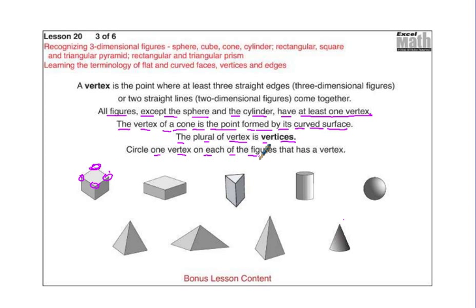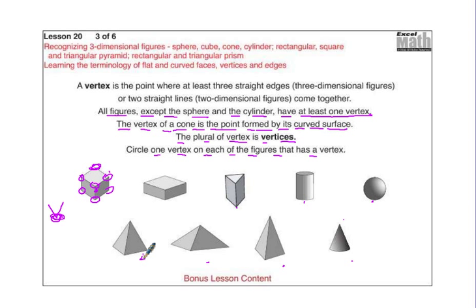Circle one vertex on each of the figures that has a vertex. So you can see I've already got it going on this first shape, the cube. And the way I remember vertex is that the letter V that starts the word has a vertex right there. So I can see 7 vertices on this, and there would be one more vertex back there in the back that I cannot see. I'd like you to pause the video, circle one vertex on each of these shapes that has one, turn the video back on to check to see if you've done it right.